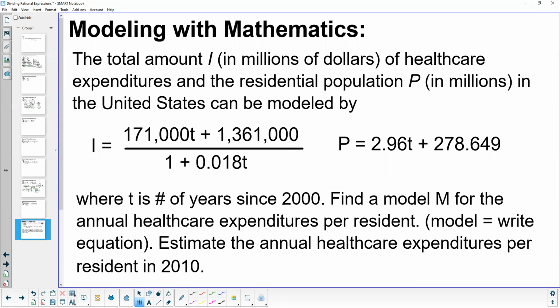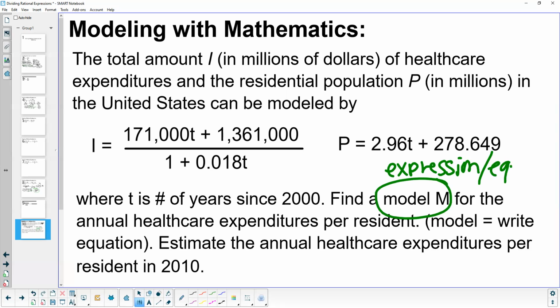I is 171,000 T plus 1,361,000 over 1 plus 18 thousandths T, and P is expressed as being 2.96 times T plus 278.649, right? So where T represents the number of years since 2000, what we want to do is find a model for M. So when they're talking about finding a model for M, that means we want to write an expression or an equation.